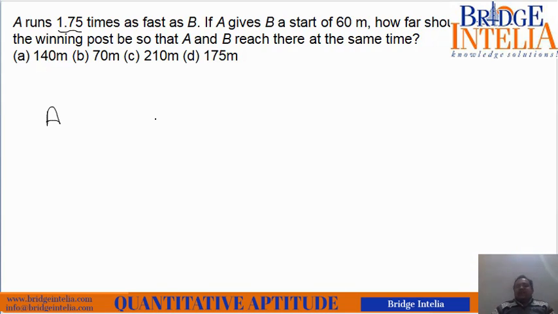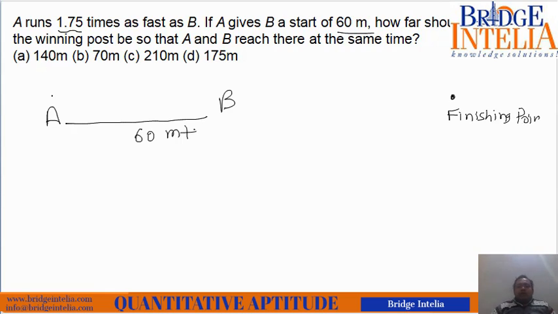So A knows that he runs fast. That's why he gives B a start of 60 meters. Giving somebody a start of 60 meters means what? They both are participating in a race and A knew that he runs fast. So therefore he gave B an advantage. A start of 60 meters means he asked B to stand 60 meters ahead. So this is the finishing point.